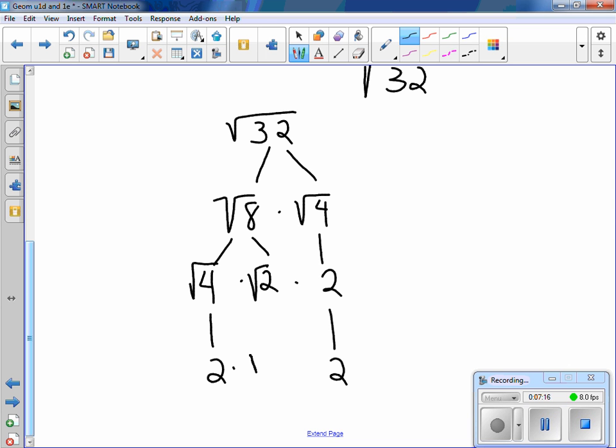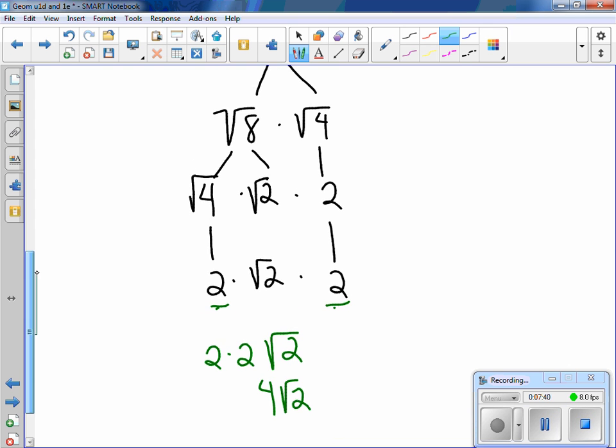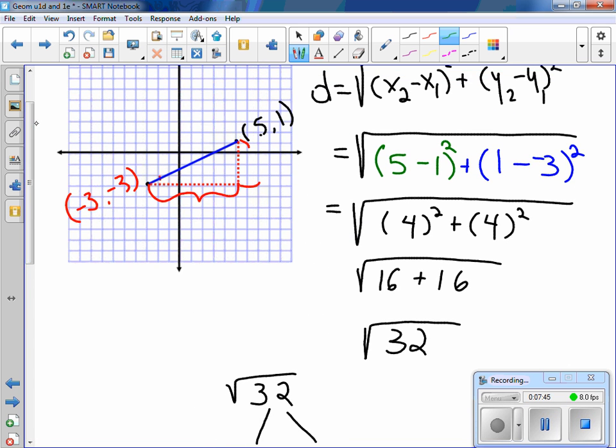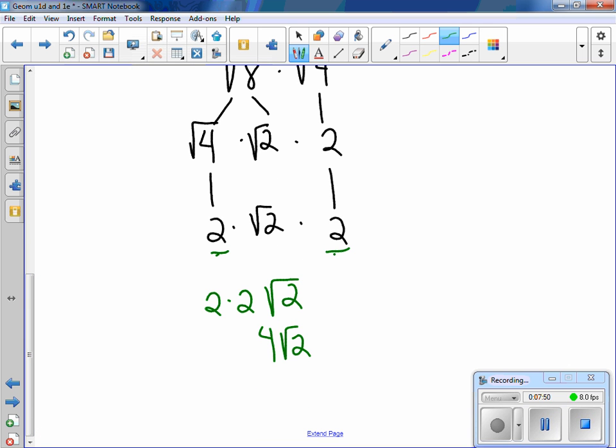And like we talked about, when they're out from underneath the radical sign, they just go out in front of our radical. So we'll have out front 2, another 2, and then our radical 2. So it's just 4 square root of 2. So the distance between these 2 points, 5, 1 and negative 3, negative 3, is 4 radical 2.